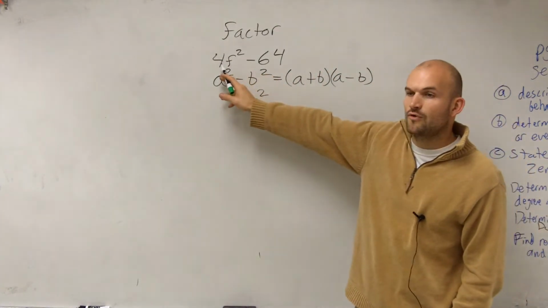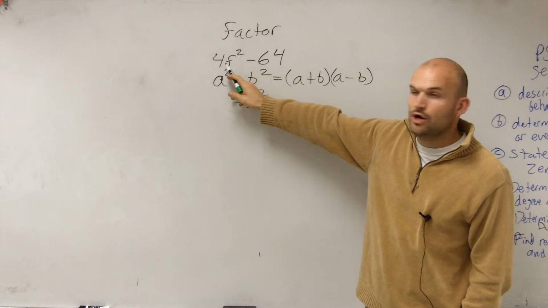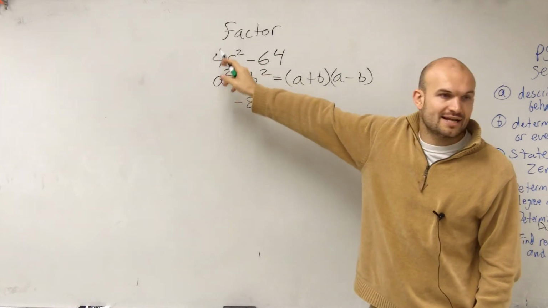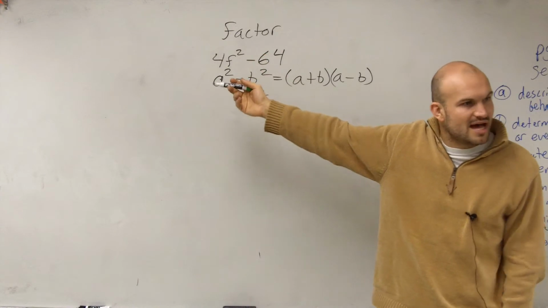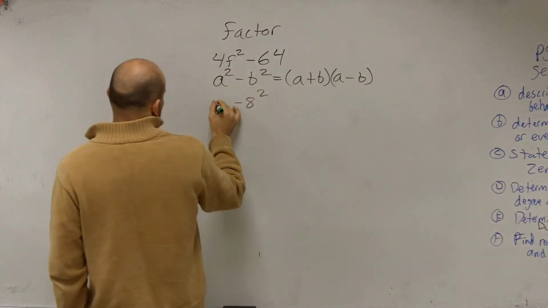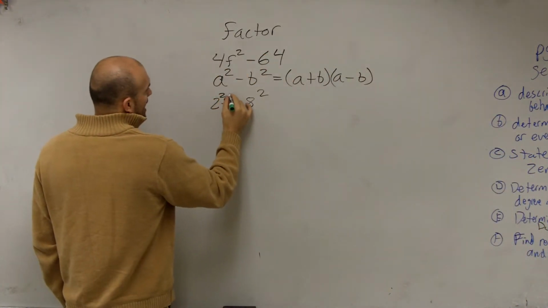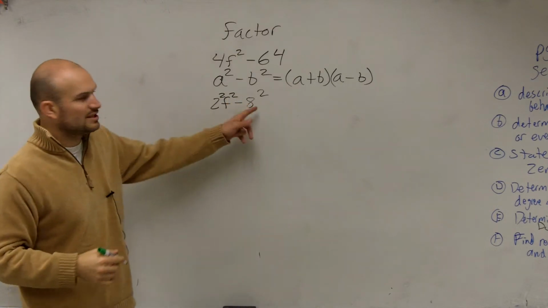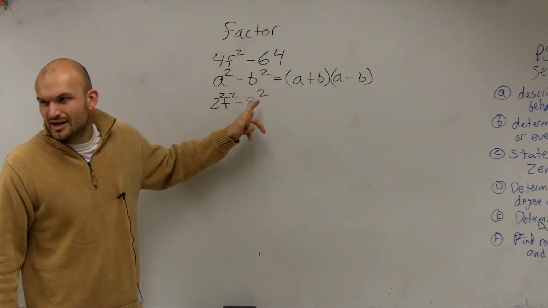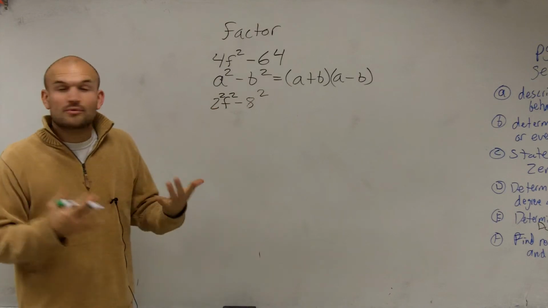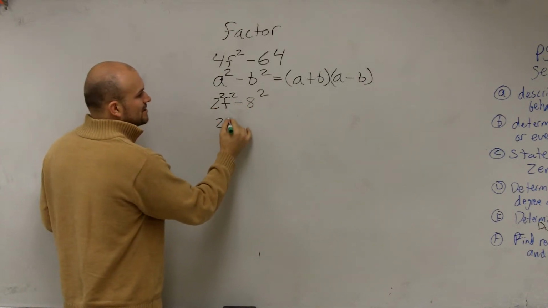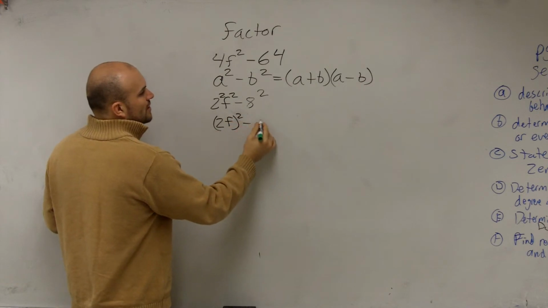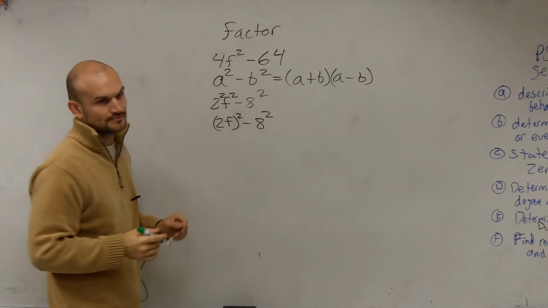But can we write 4f squared? Well, we know that 4 is a squared number, that we can write as 2 times 2. And f is a squared number too, it's f times f. So we could write this as 2 squared f squared. But that doesn't really look the same, does it? However, remember the power of a product rule says that if I'm taking a power to both of them, I can just rewrite that as 2f squared minus 8 squared.